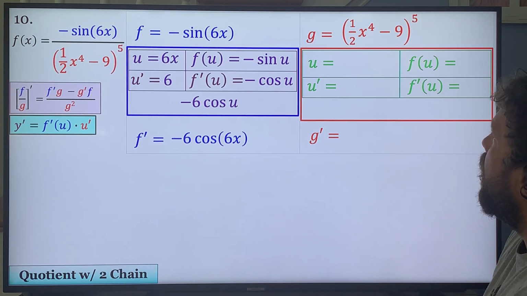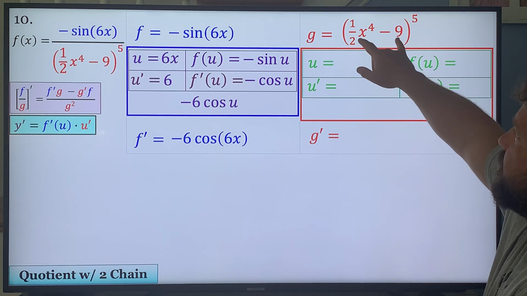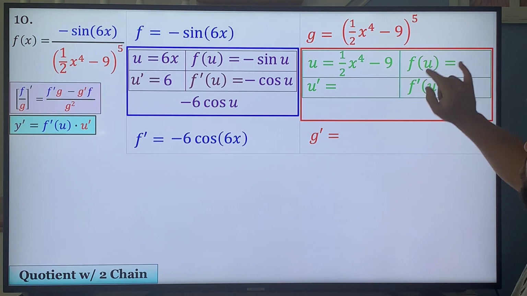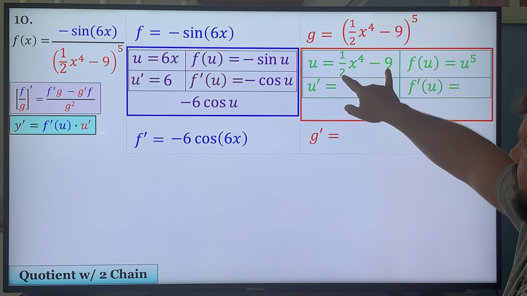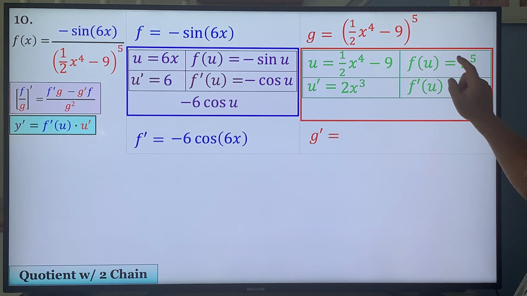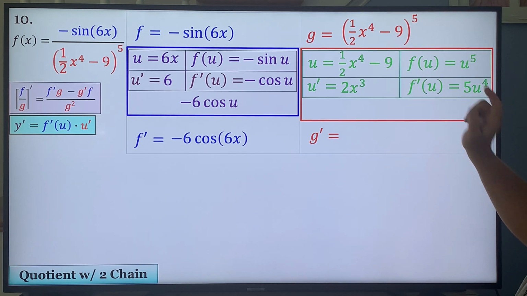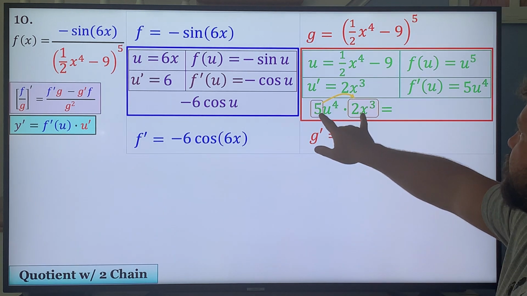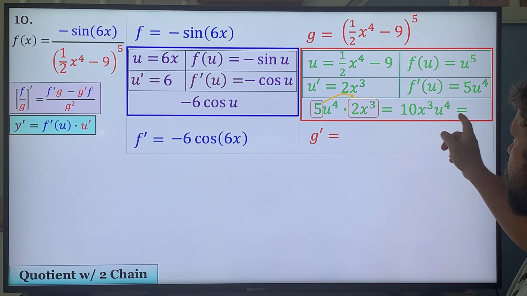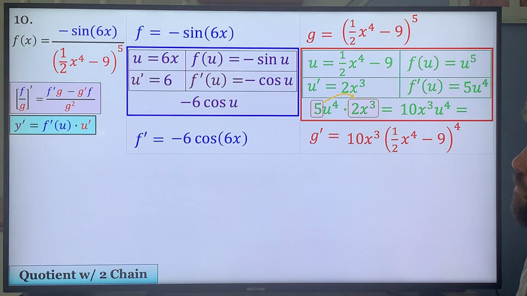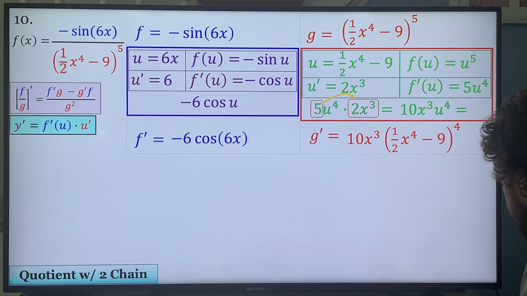This one, we got some chains in here. This one you have to do power rule stuff. u is 1/2 x to the fourth minus 9, f of u is u to the fifth. Like I said, power rule: 1/2 times 4x cubed minus 0 is 2x cubed. And 5u to the fourth. Multiply the two together: 2x cubed times 5 is 10x cubed, u to the fourth. 10x cubed, 1/2 x to the fourth minus 9 to the fourth power. See, that 1/2 thrown in there just makes things look a little scary. It's not really that bad.